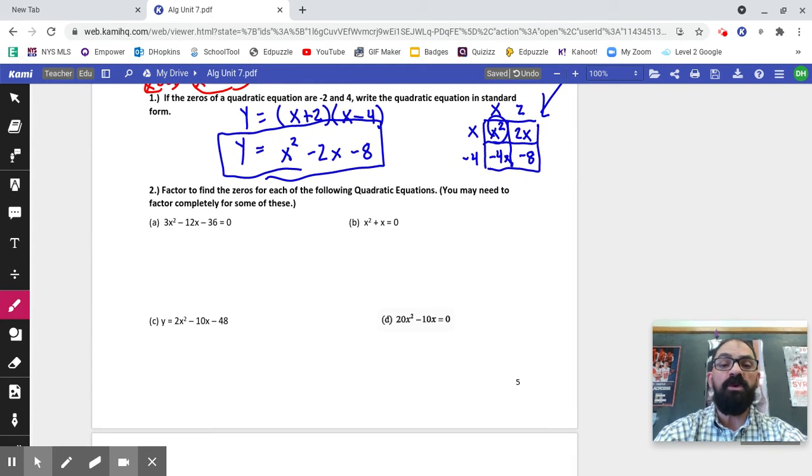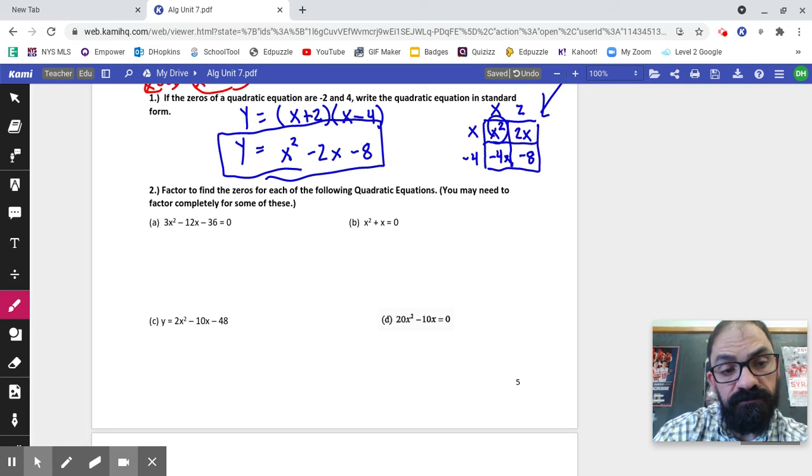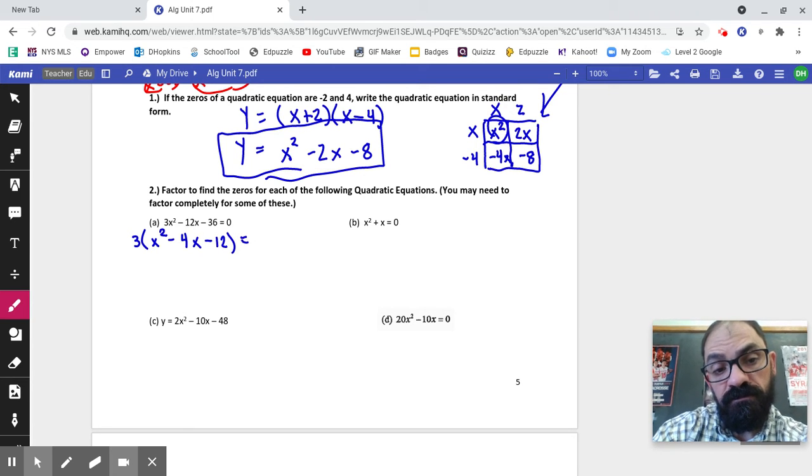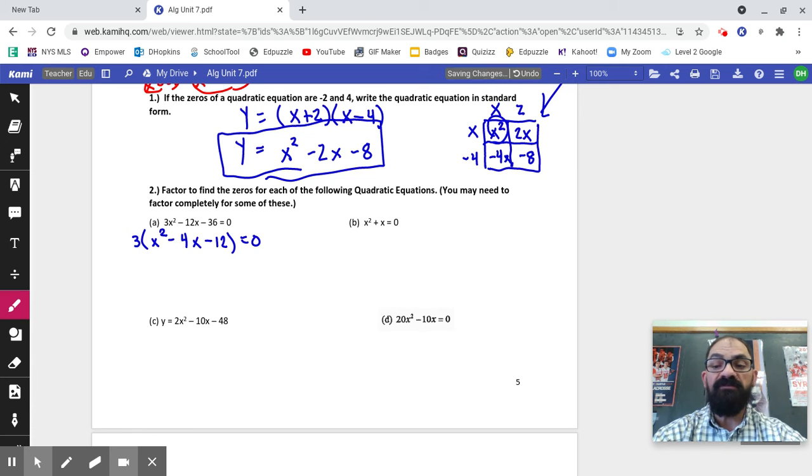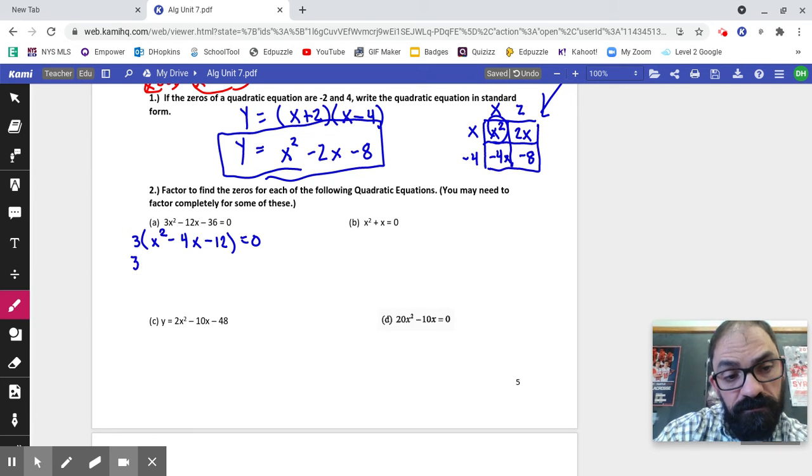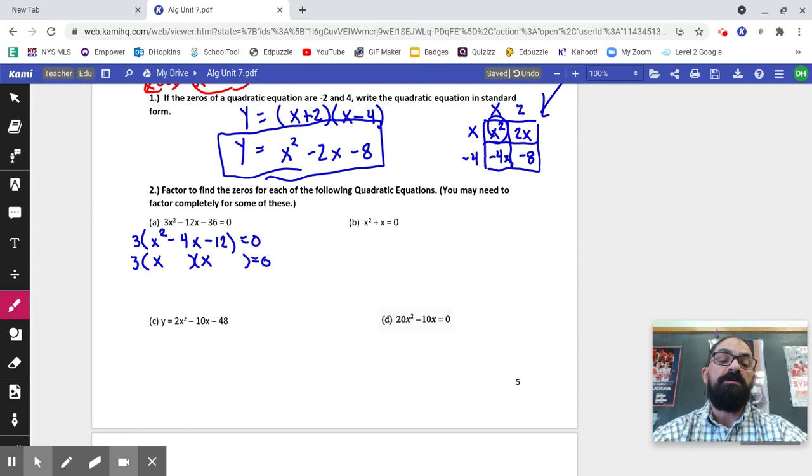Okay, so we just have 4 quick questions on factoring and finding the roots. Always look for a GCF first. In A, they all have a 3 in common. So I'm dividing that out. And now I can factor what's remaining. Factors of negative 12 that add to get negative 4 are negative 6 and positive 2.